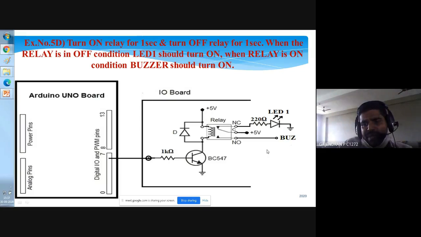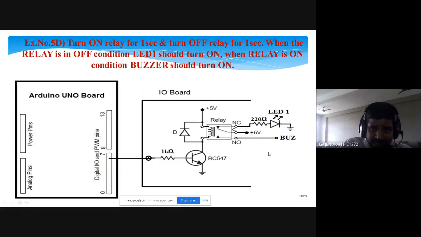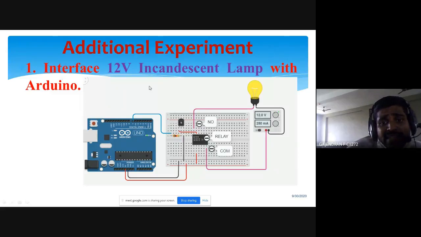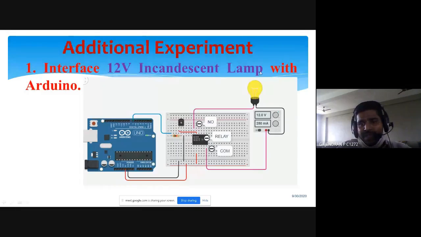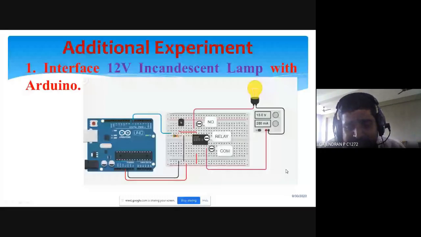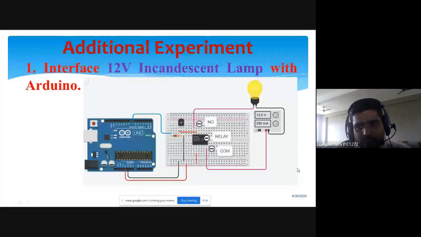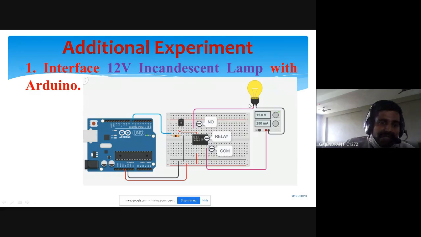Third task, ரொம்ப இம்பார்ட்டன்டான டாஸ்க். These were real application. நம்ம டொமஸ்டிக் அப்ளையன்சஸ்ல நிறைய அப்ளிகேஷன்ல இது மாதிரி இது நமக்கு அவைலபிளா இருக்கு. இன்டர்ஃபேஸ் 12 வோல்ட் இன்கேண்டசன்ட் லேம்ப் வித் ஆர்டினோ. இங்க நான் டயக்ராம் கொடுக்கல, எக்ஸாக்ட் ஸ்கிமேட்டிக் டயக்ராம் அங்க டிரா பண்ண இமேஜ் இங்க எடுத்து போட்டிருக்கோம். ஓகேவா? இது என்னன்னா 12 வோல்ட் இன்கேண்டசன்ட் லேம்ப். ஸோ இந்த லேம்பை நான் ஆன் ஆஃப் பண்ணணும்னா ஐ நீட் டு பவர் வித் 12 வோல்ட் சப்ளை.